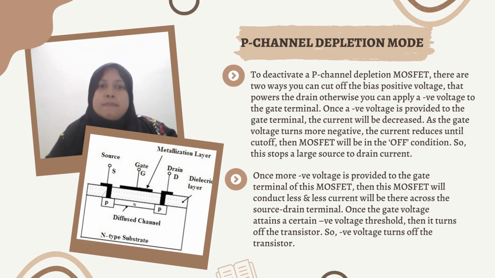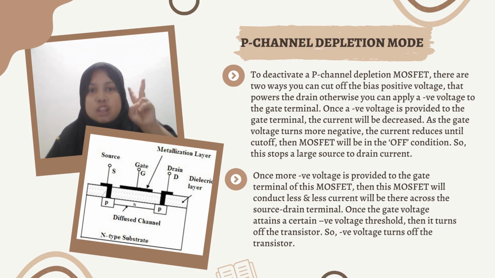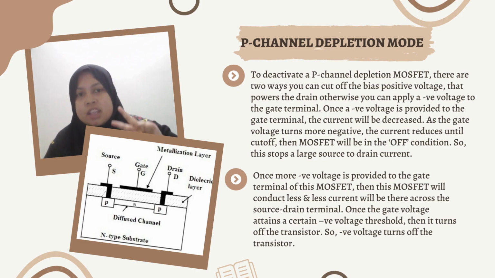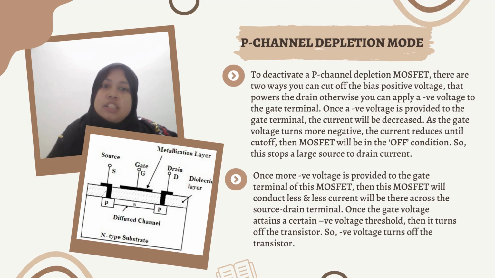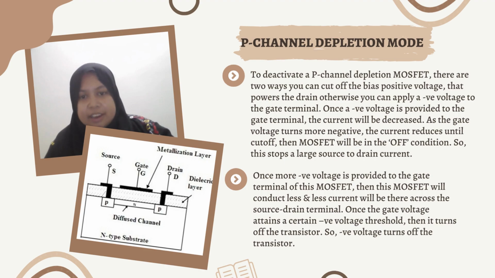To deactivate a p-channel depletion MOSFET, there are two ways. You can cut off the bias positive voltage that powers the drain. Otherwise, you can apply a negative voltage to the gate terminal. Once the negative voltage is provided to the gate terminal, the current will decrease. As the gate voltage turns more negative, the current reduces until cutoff, then the MOSFET will be in the off condition. So this stops a large source to drain current.